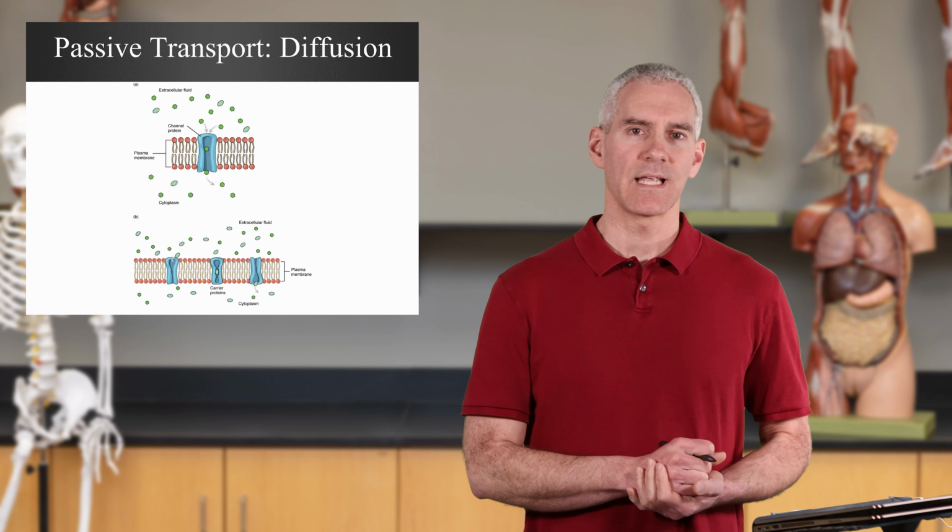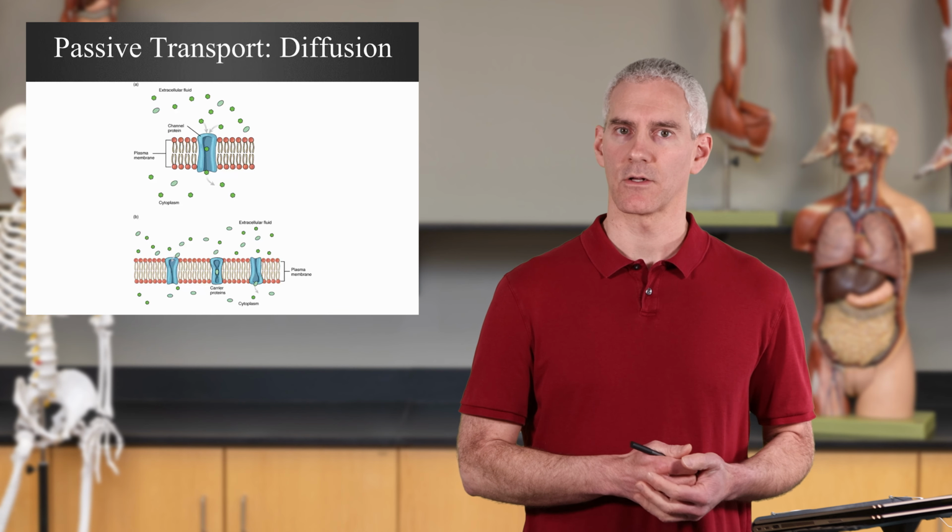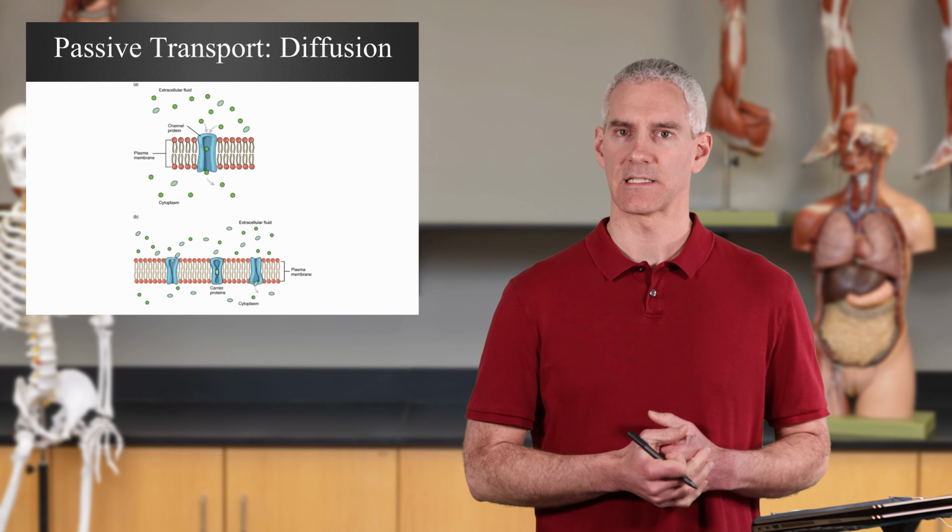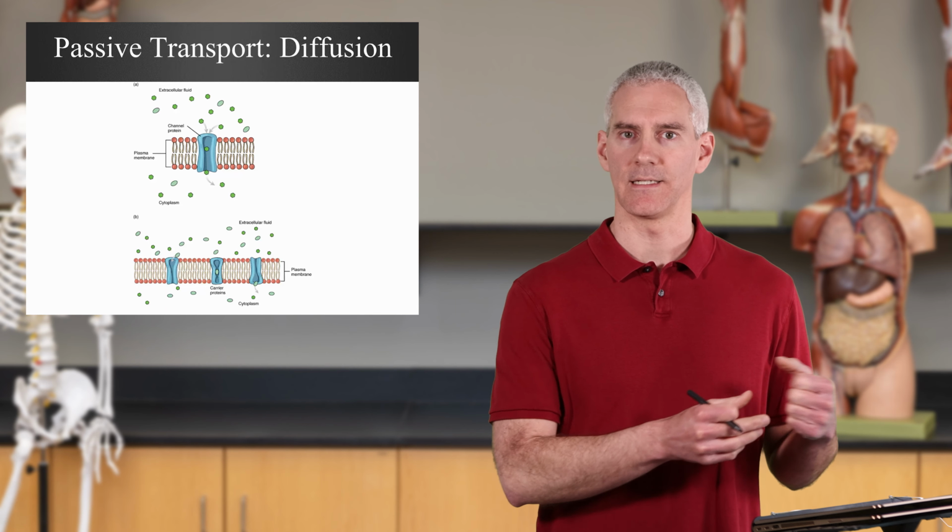The top example here is simply a channel. The ions go into the channel and pass on through. That's a way for facilitated diffusion. Without that channel, those particles could not go through the plasma membrane. So it's a helping aid.